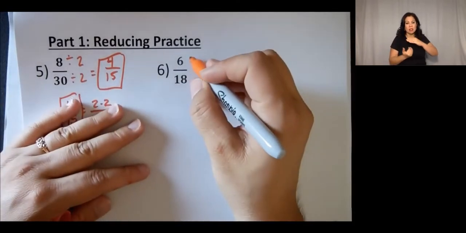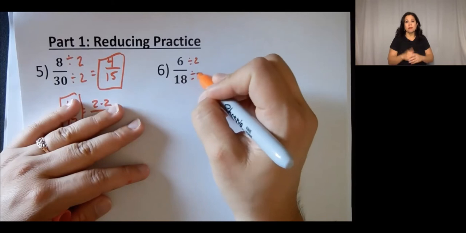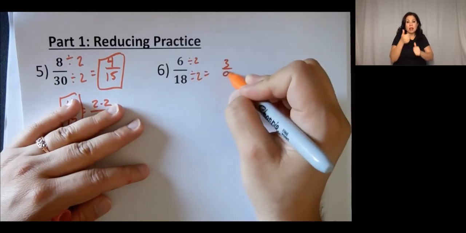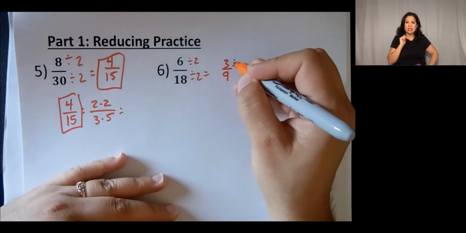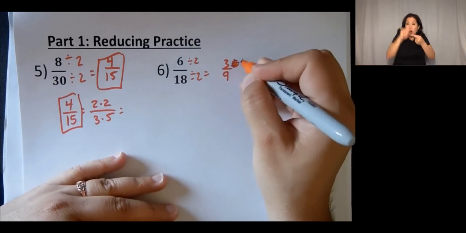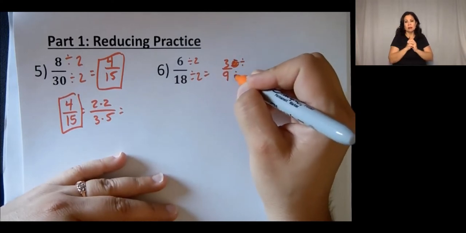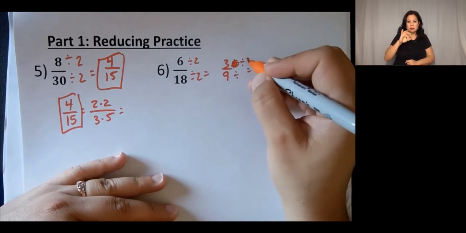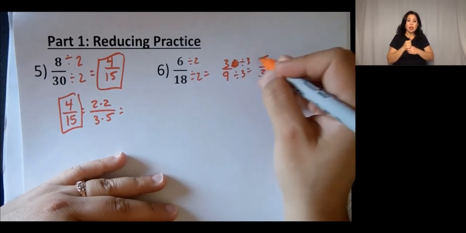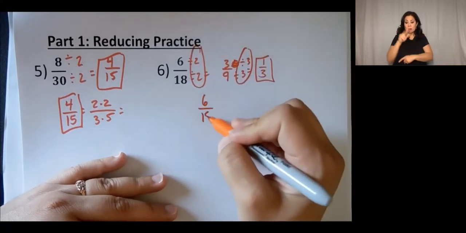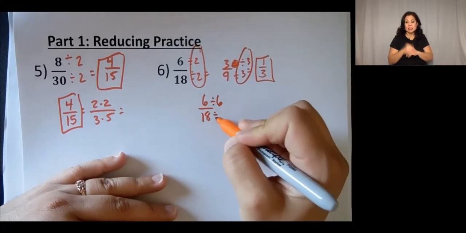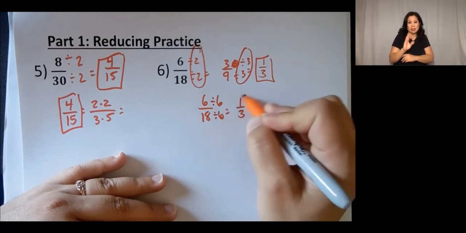Okay, over here, I'm going to divide by 2, divide by 2. I get 3/9. But that's only reduced. It's not simplified. So divide by 3, divide by 3, I get 1/3. And look, 2 times 3 is 6. If I originally divided by 6, I would have got 1/3.